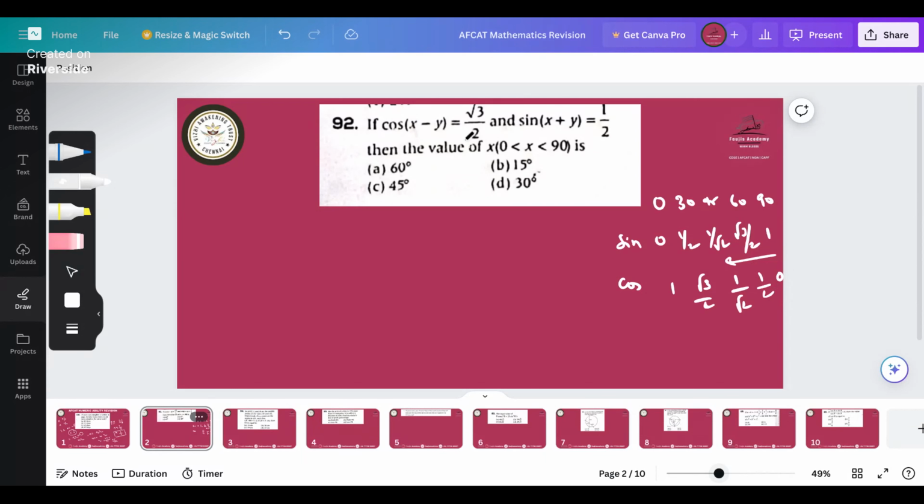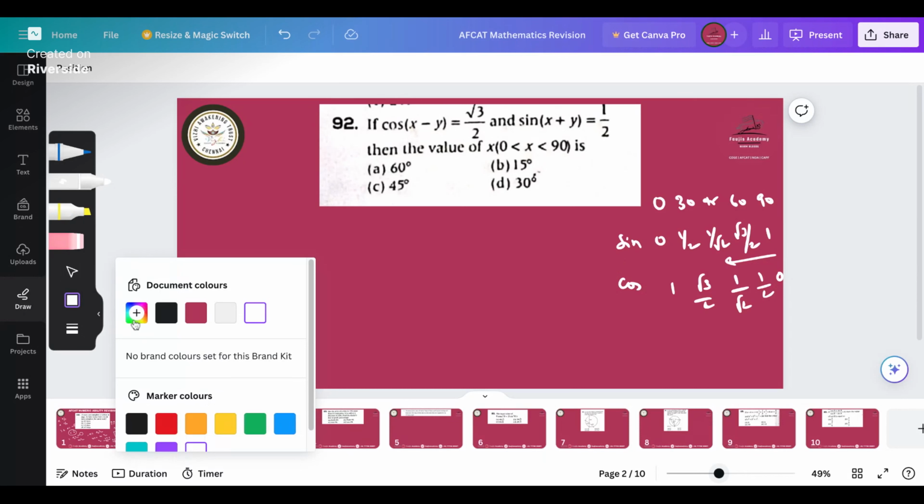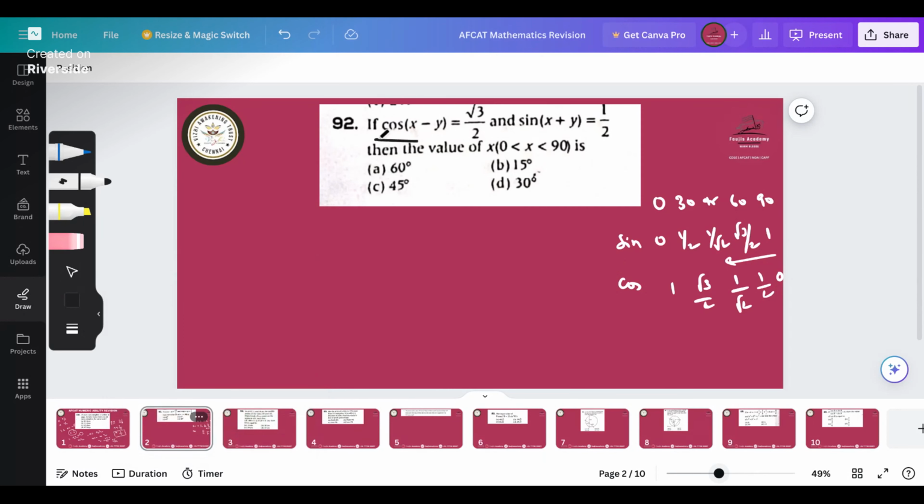Okay. What did we observe over here? Let me change the color. Cos of x minus y is equal to root 3 by 2. That means, where is root 3 by 2? Over here it is. That means cos 30 is equal to root 3 by 2. Right? That means x minus y is equal to 30 degree.